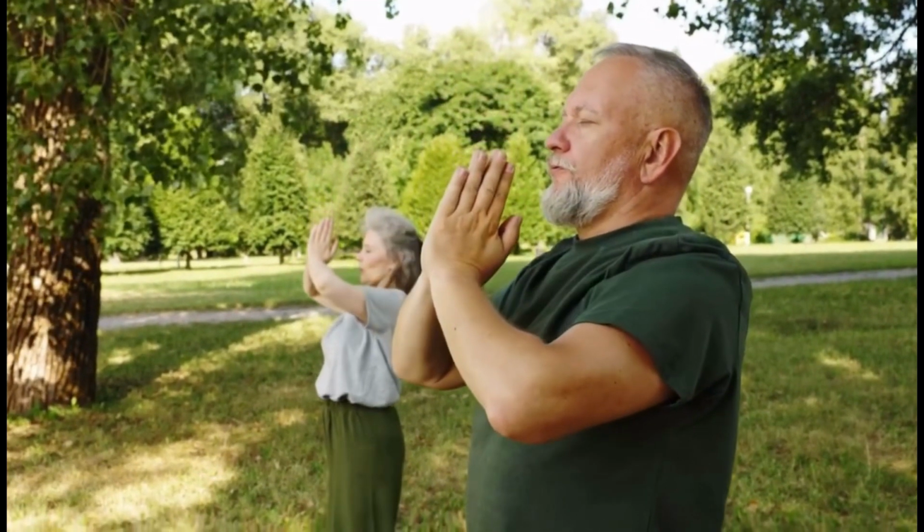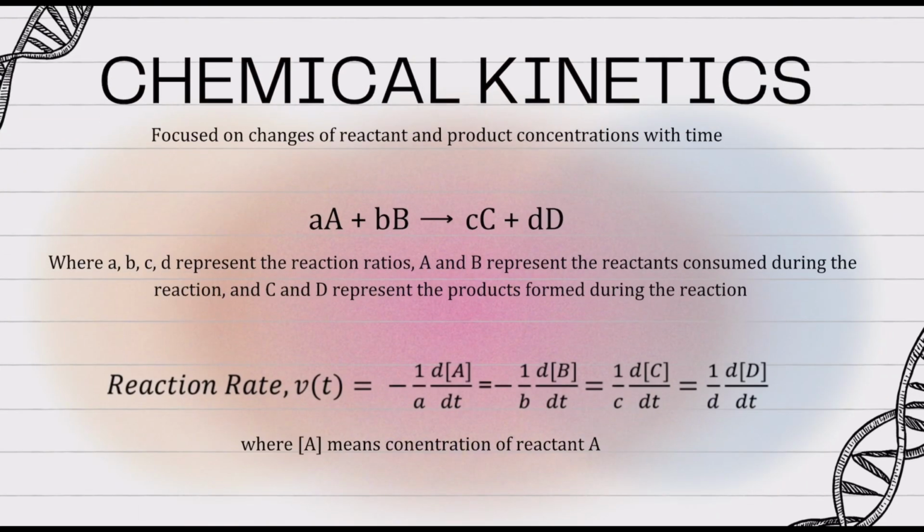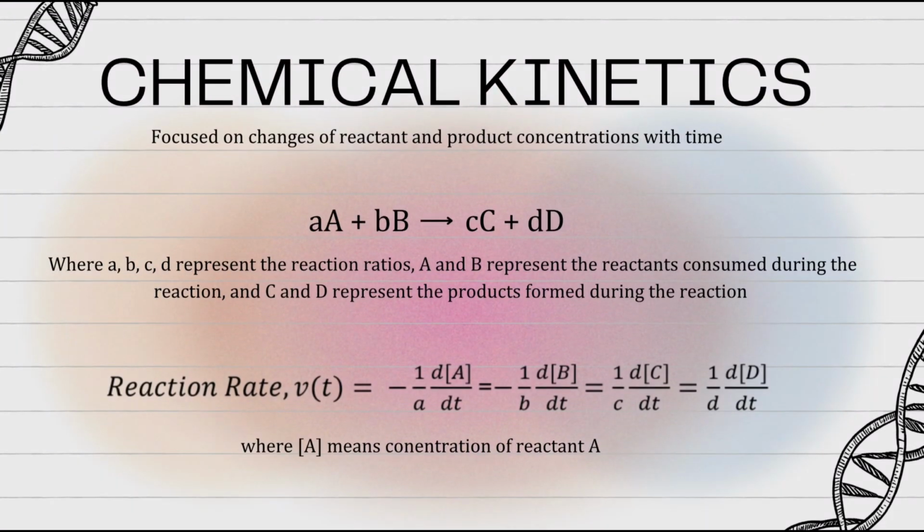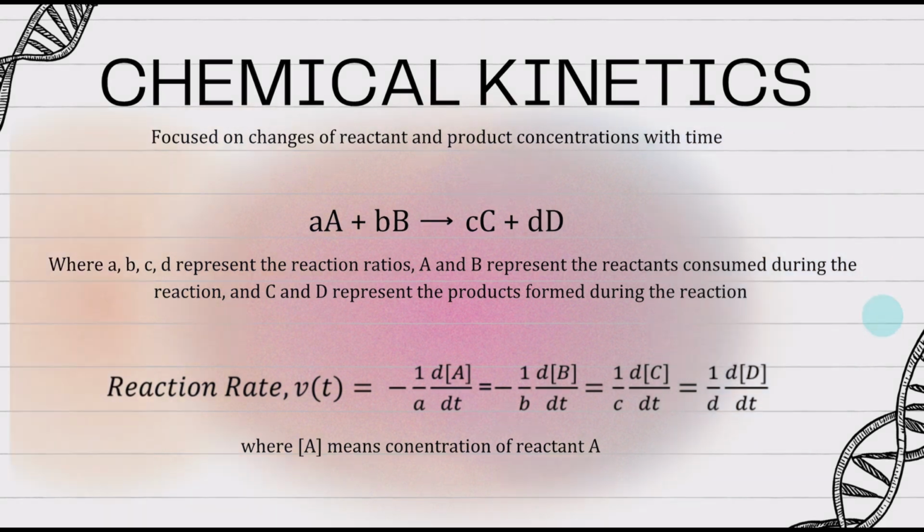chemical processes taking place in your body all day long. Through chemical kinetics, we understand that the rate at which a chemical reaction proceeds is equivalent to the change in concentration of reactants consumed by the reaction over time, or the change in concentration of products formed by the reaction over time. The rate measures how quickly reactants are converted into products.